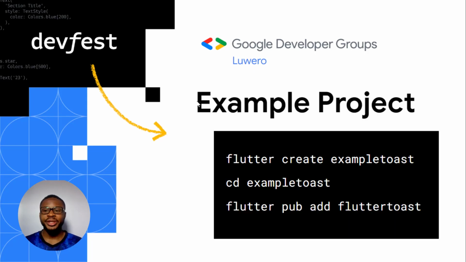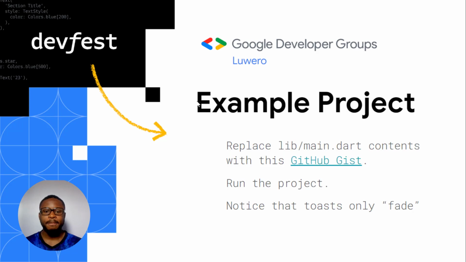So we'll generate an example Flutter project. Let's just name it example toast, and we will add the Flutter toast package and see how it works, and then suggest how we could go about changing or customizing it. For the sample project, I already put the code in a GitHub gist to save time. So we'll run the project and we'll notice what we want to change, how the toast occurs.